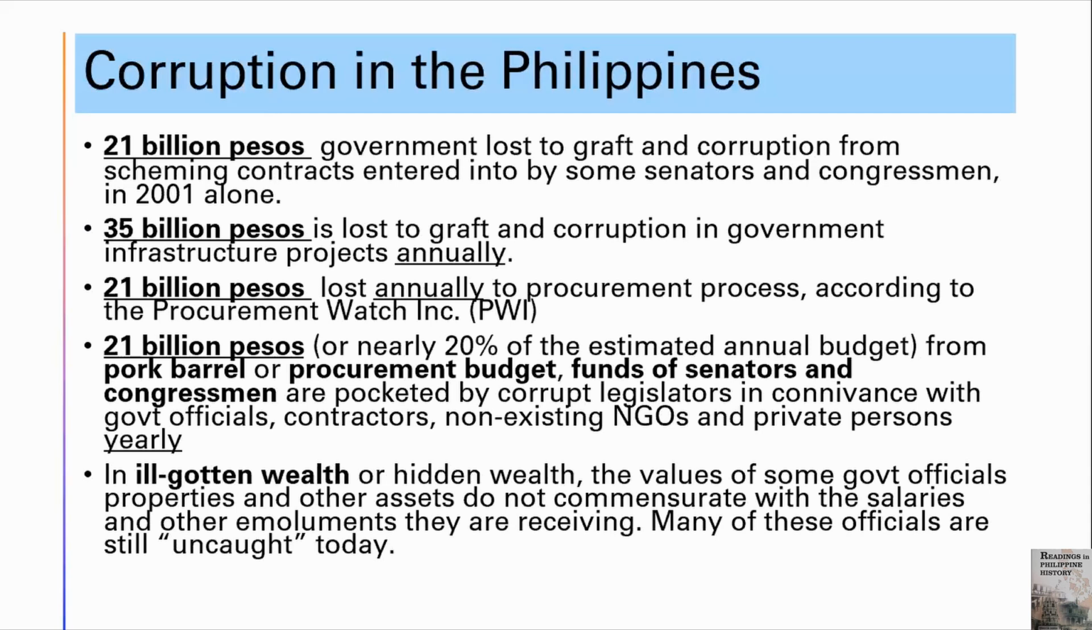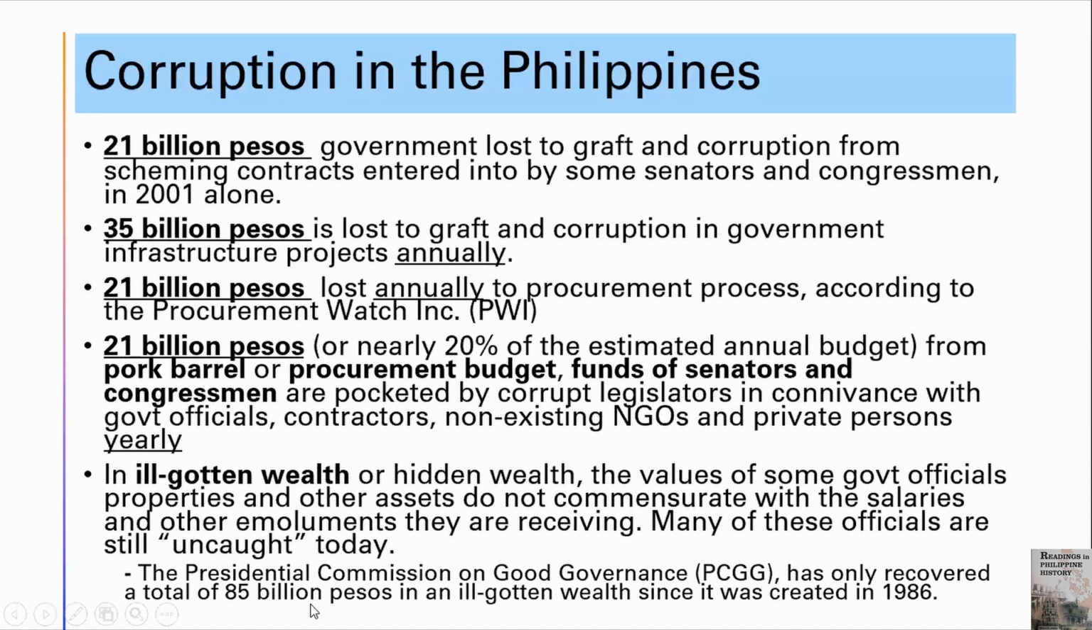According to the Presidential Commission on Good Governance, or the PCGG, it has only recovered a total of 85 billion pesos in ill-gotten wealth since it was created in 1986. In 1986, the famous ill-gotten wealth issue was by the Marcoses, the Marcos time. And these are the surveys.